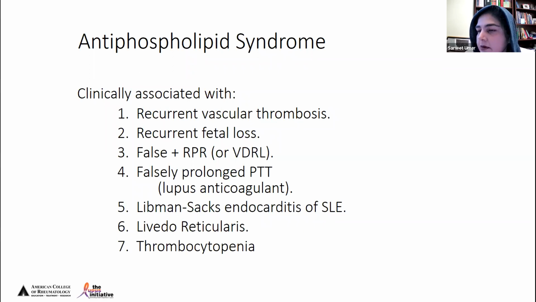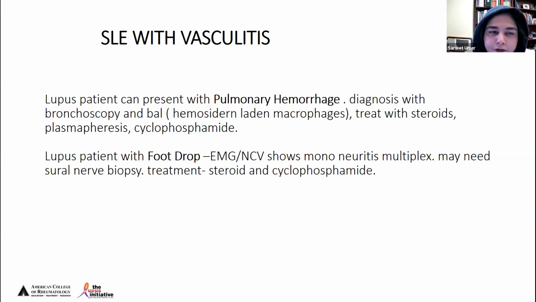So we want to confirm that the patient is truly positive. Lupus patients can present with vasculitis. They can present with pulmonary hemorrhage, and diagnosis is made with bronchoscopy and bronchoalveolar lavage. It will show hemosiderin-laden macrophages. These patients are treated with pulse steroid, plasmapheresis, and IV cyclophosphamide. They are very sick patients. If they are not treated on time, they have high mortality.